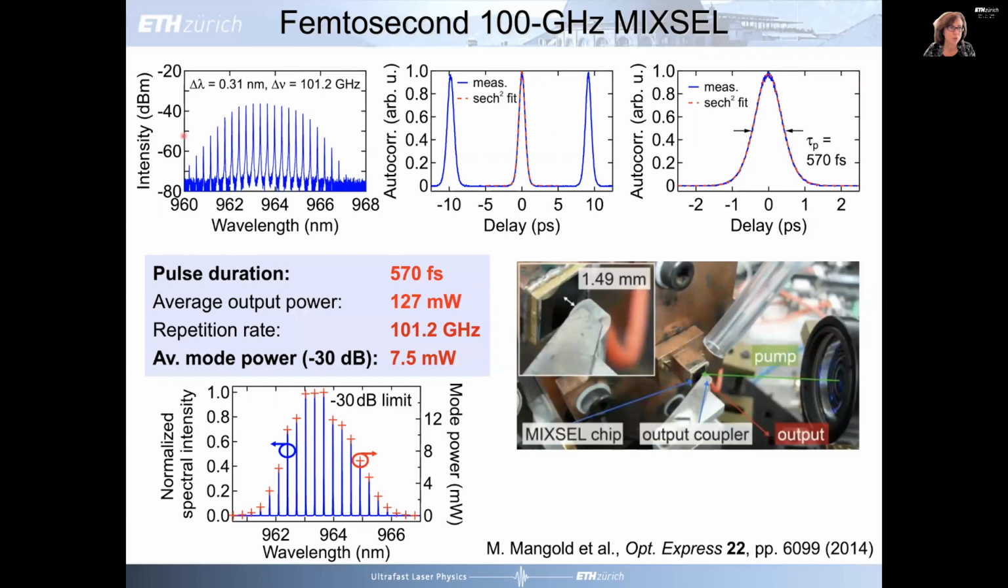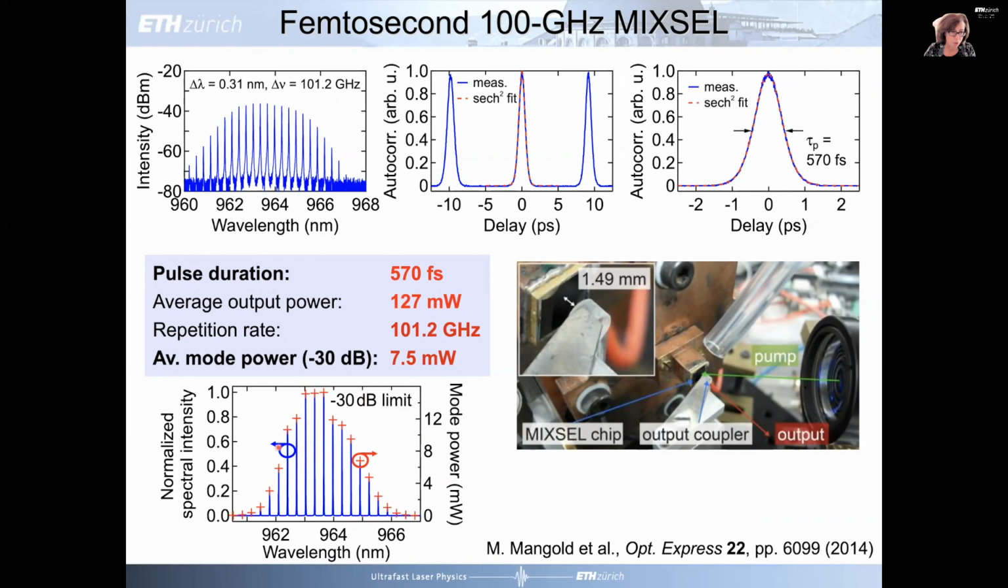And this shows you the mode-locked optical spectrum on a dB scale. Think about it. This is on a dB scale for a semiconductor laser, which is excellent again because of the high Q cavity. This shows you a picture, which is the MIXSEL chip and the output coupler for this cavity. And we had 127 femtosecond with 570 femtosecond.